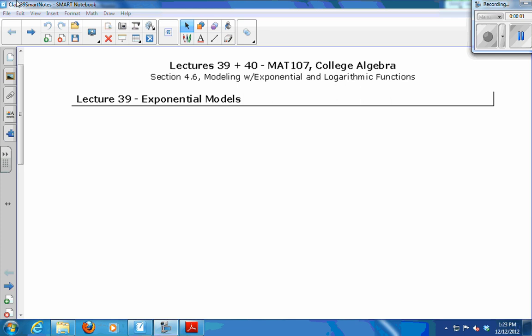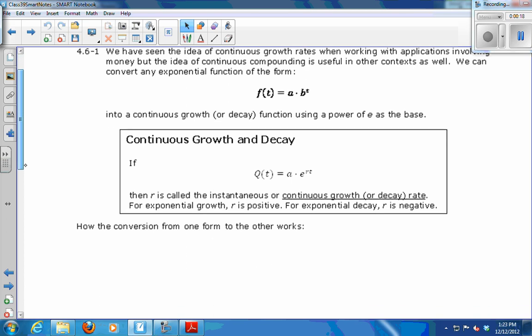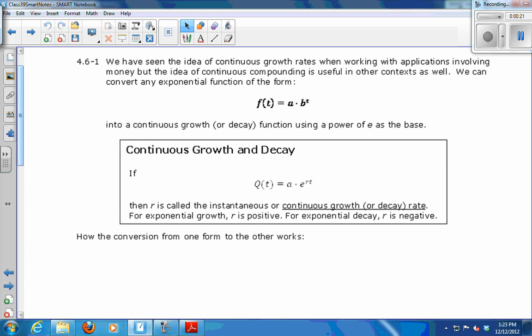Today's lecture is going to be about using the things that we've learned the past week or two to model some real life stuff. You have all the tools, we're just going to put them to use. So we're going to start with some exponential models. First, we've seen the idea of continuous growth rates when we've been working with money, when we talked about continuous compounding. But actually, the idea of continuous growth can work in other contexts as well.